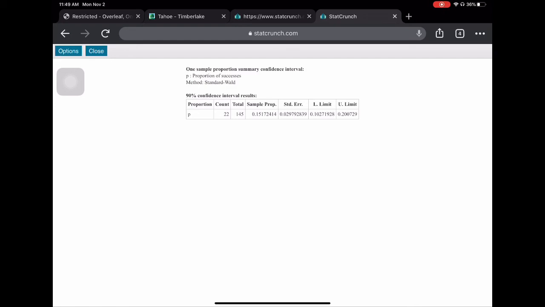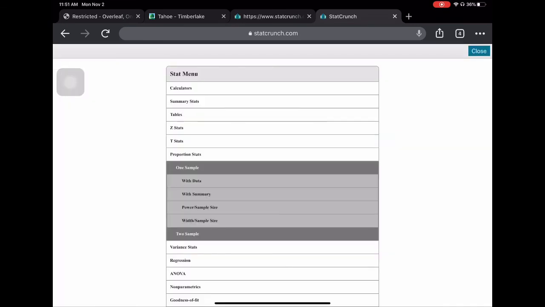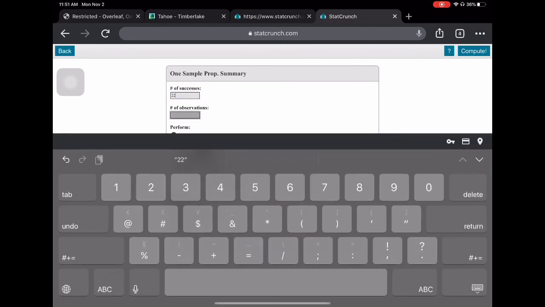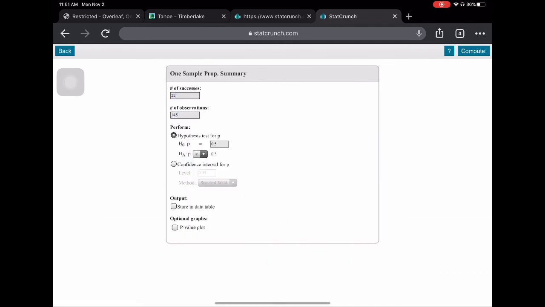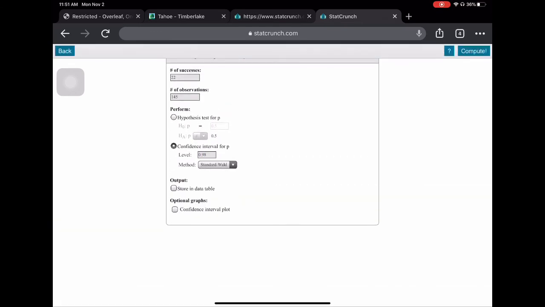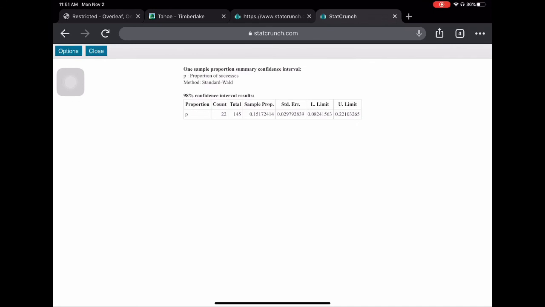Computing, we see that the standard error is 0.02979, which rounds to 0.03. The lower limit was 0.102, and the upper limit was 0.201. I'm also going to calculate 98% since we're here. What we can do is go to Stat, Proportion Stats, one sample with summary. Our number of successes is still 22 with 145 observations, but now we're changing our confidence level to 0.98 and computing. Our confidence interval now is 0.08 to 0.221, and we're going to use this information to calculate the margin of error.